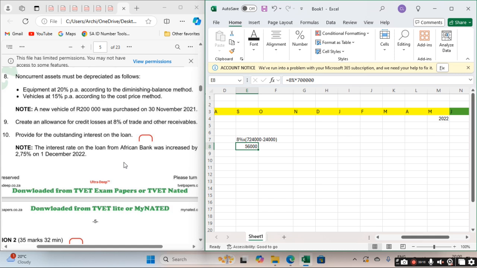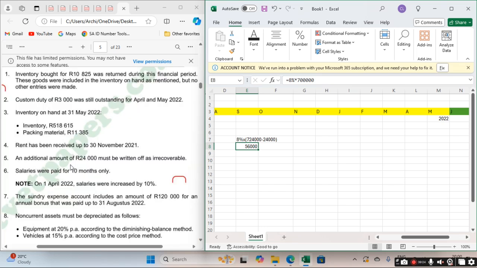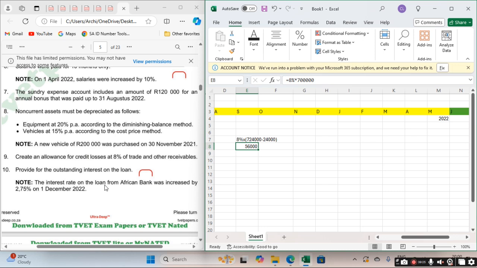So let's see the interest on loan. We're looking for the loan. As you can see, the loan from Africa Bank is 12.75%. So this 2.75 is the increase, meaning at the beginning it was 10%.